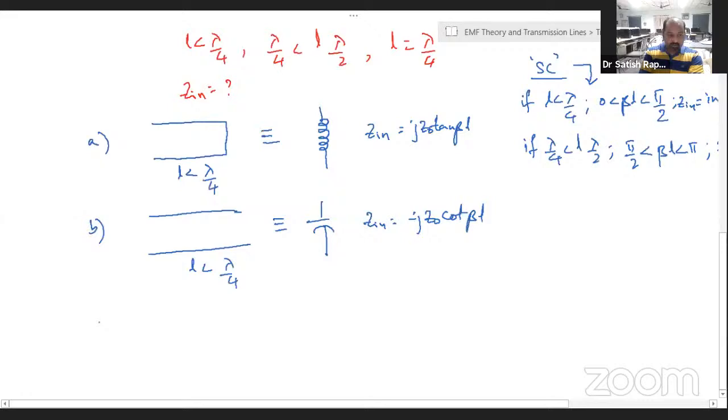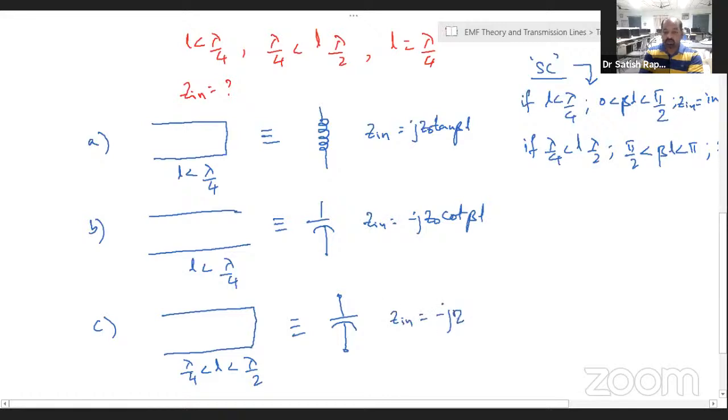And input impedance is minus j Z naught cot beta L, right? Similarly, let us consider a short circuited transmission line, but here the length of the transmission line is in between lambda by 4 and lambda by 2. Then the input impedance is capacitive, right? So therefore input impedance is minus j Z naught cot beta L, right?